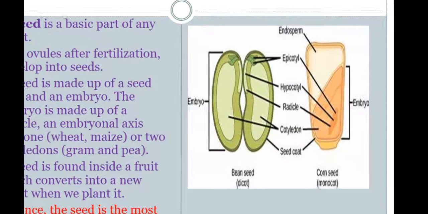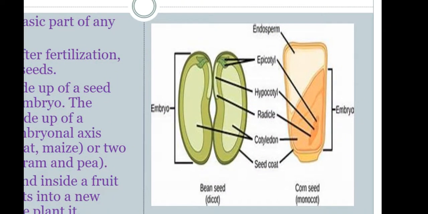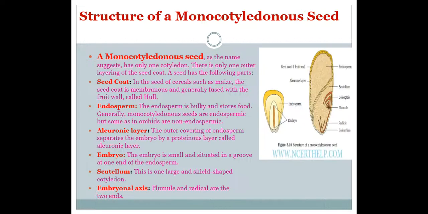We can see the diagram of a seed having an endosperm, epicotyl, hypocotyl, radicle, cotyledon and seed coat. On the right side, we have corn seed, which is a monocot seed. On the left side, we have bean seed, which is a dicot seed. Now next is types of seed. A seed is primarily of two types: first is monocotyledon seed, next is dicotyledonous seed.